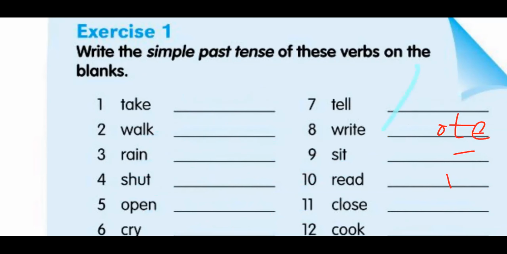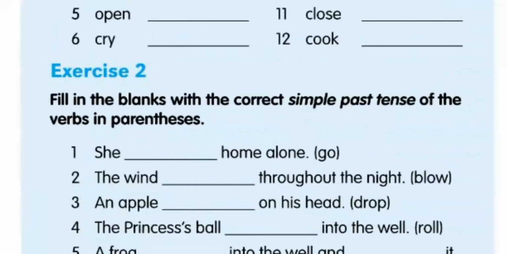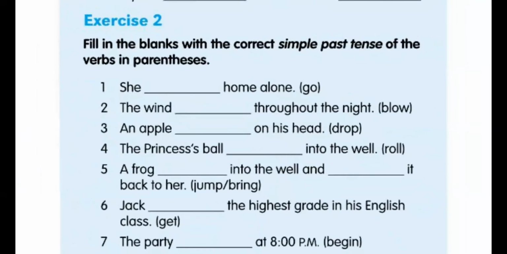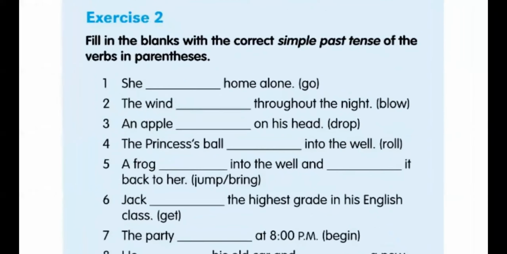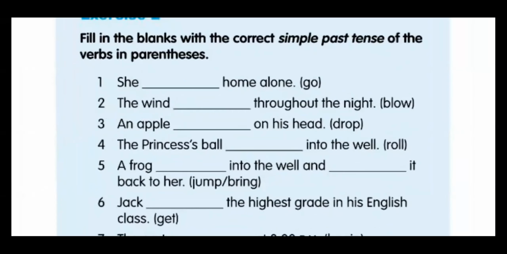Now let's see exercise number 2. Fill in the blanks with the correct simple past tense of the verbs in the parenthesis. She dash home alone. Go. So what will come? Go.